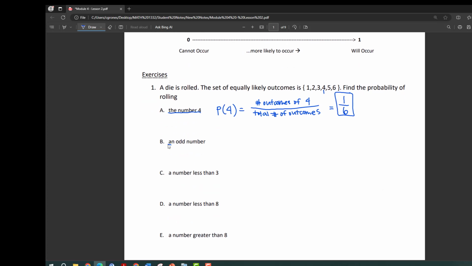Okay, on B, we want the probability of rolling an odd number. So let's look at our sample space, or our outcomes. We have 1, 2, 3, 4, 5, and 6. Out of those numbers, we have 1, 3, and 5 that are odd. So we have 3 odd numbers divided by our 6 total numbers to choose from. So 3 over 6 reduces down to 1 over 2.